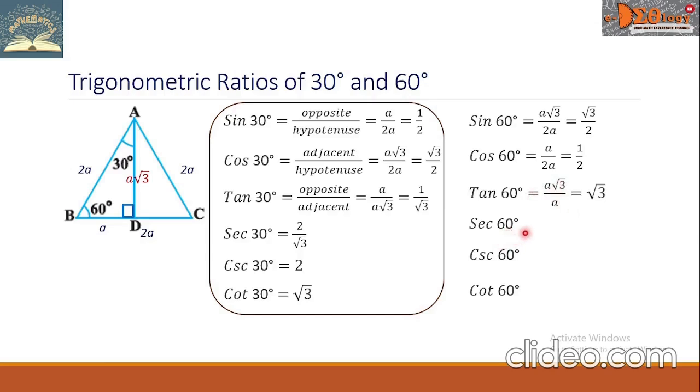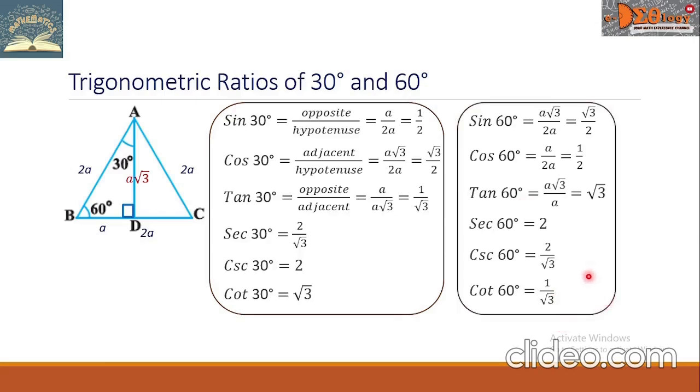Next is secant 60 degrees. We will take the reciprocal of cosine 60 degrees, and that value is now 2. For cosecant 60 degrees, we will take the value of the reciprocal of sine 60 degrees. So we have here 2 over square root of 3. For cotangent 60 degrees, we will take the reciprocal of tangent 60 degrees. So the value now is 1 over square root of 3. These are the values for trigonometric ratios of 60 degrees.